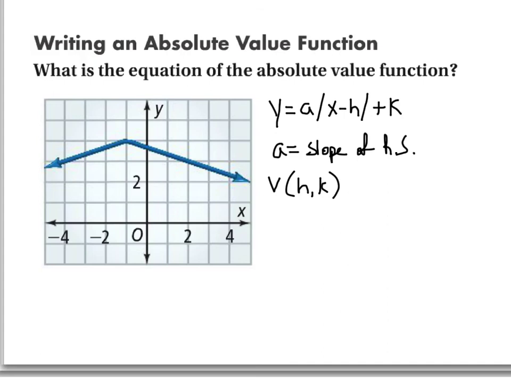Well, looking at the graph, where's our vertex? -1, 4. So our vertex is actually located at -1, 4. For the slope of the right side, what we need to do is find another point on the right side of our graph that falls on a nice crosshair, such as that one right here.